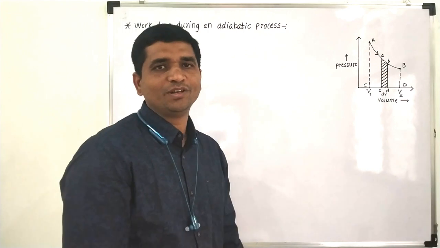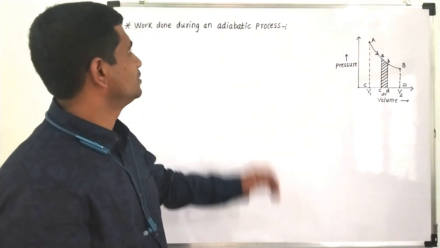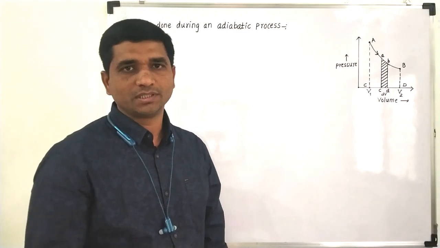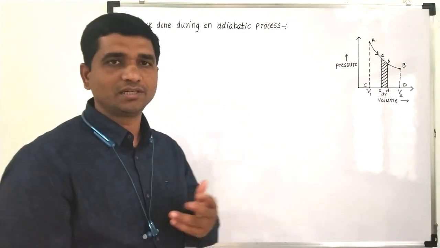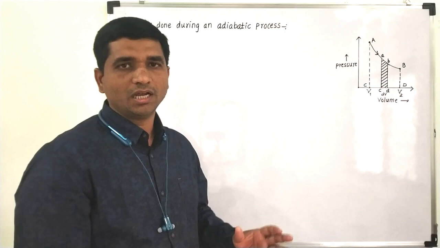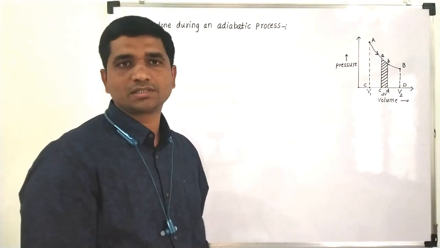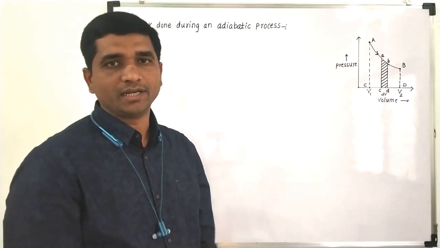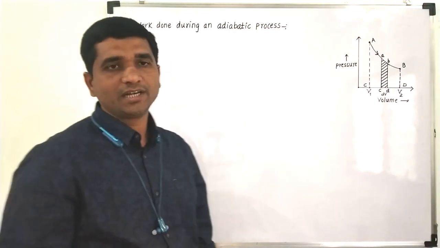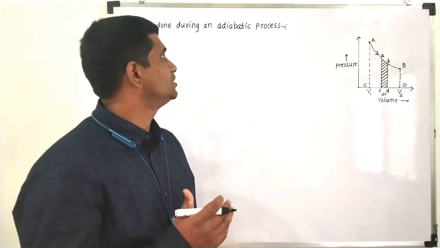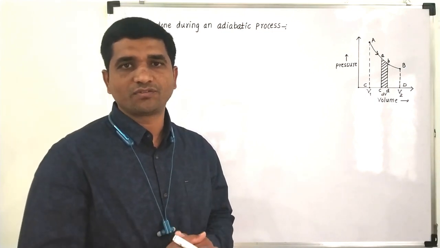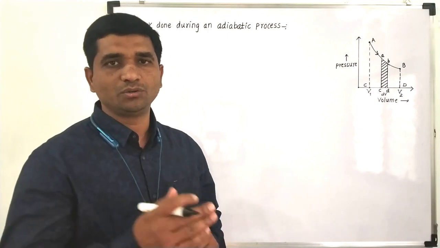And in today's session we'll be discussing one of the topics, that is the work done during an adiabatic process. In our earlier lectures, we have discussed the different thermodynamic processes. Out of that, we have also discussed one thermodynamic process which is called an adiabatic process. What is this adiabatic process all about? In the adiabatic process, the system neither takes heat from the surrounding nor gives heat to the surrounding.